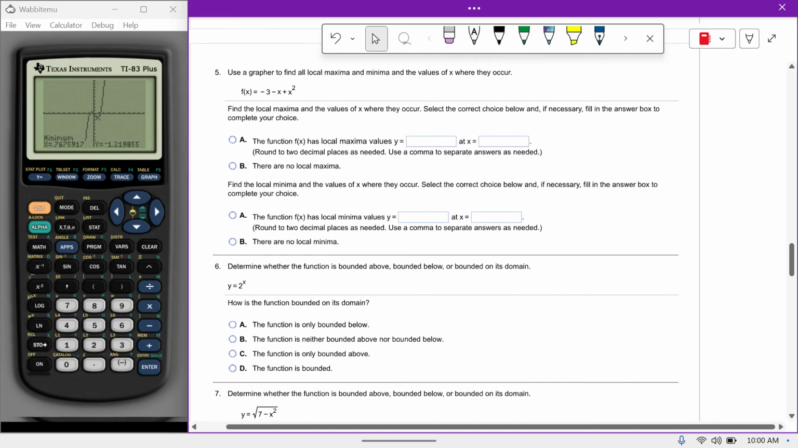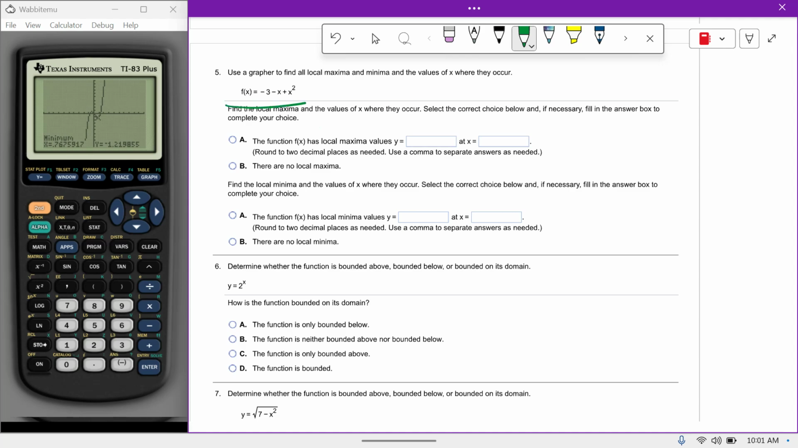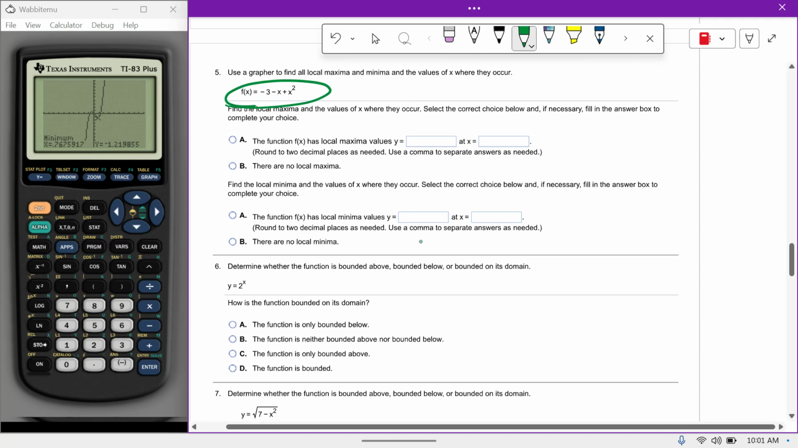Okay. Find the minimums and maximums. Use a graph to find all local mins and maxes and where they occur. You just graph this and do the same thing. So y equals, clear it out, negative 3 minus x plus x squared, graph. Okay, what type of a shape do we call that? Parabola.